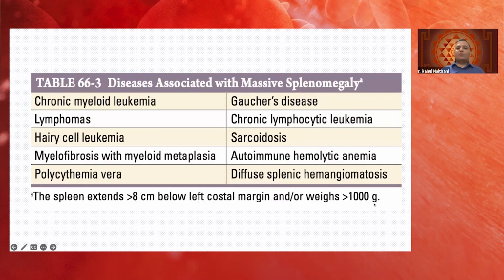The 10 textbook causes of massive splenomegaly are chronic myeloid leukemia, lymphomas, hairy cell leukemia, myelofibrosis, polycythemia vera. So if you see, the majority of them are on the malignancy side. Chronic lymphocytic leukemia, then there could be Gaucher's disease, sarcoidosis, especially multisystemic sarcoid, diffuse splenic hemangiomatosis, and autoimmune hemolytic anemia. Now, all these conditions will not necessarily present with massive splenomegaly. They can present with no splenomegaly, or a spleen of 1 centimeter, 5 centimeters, or 10 centimeters.